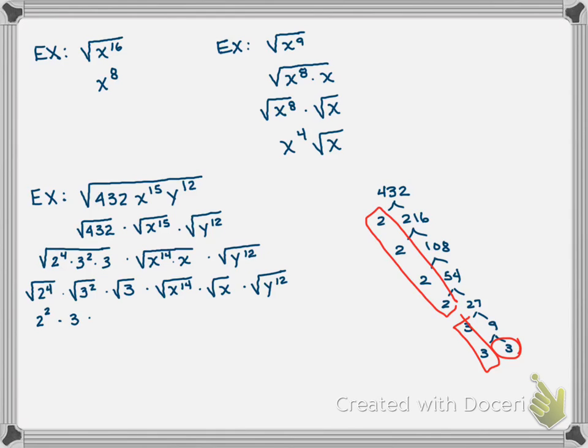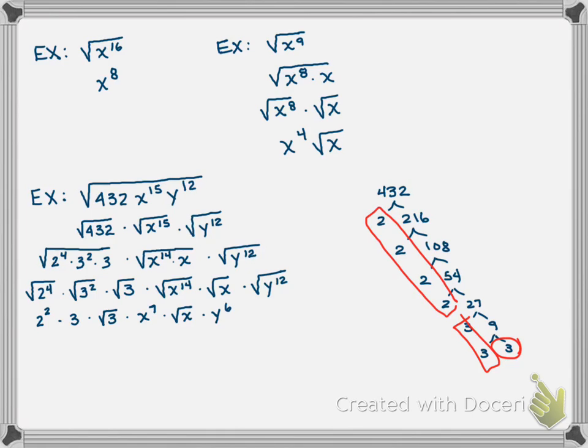Square root of 3 is just the square root of 3. Square root of x to the 14th? X to the 7th. Square root of x. Very good. And then the square root of y to the 12th? Very good. So that's the other place where we want to be careful, as far as when you have a radical and when you don't.